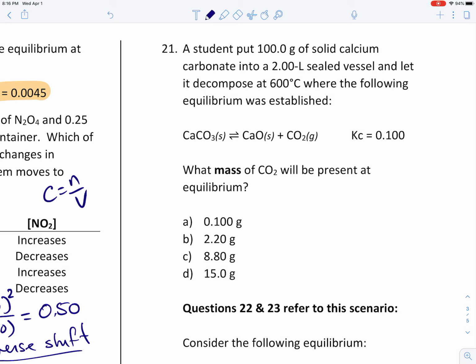Well, we know the Kc value. Looking at the balanced equation, that Kc value is actually equal to the concentration of CO2. The calcium oxide and the calcium carbonate are solids, so they don't get included in the Kc expression. That means the concentration of carbon dioxide is 0.100 molarity.